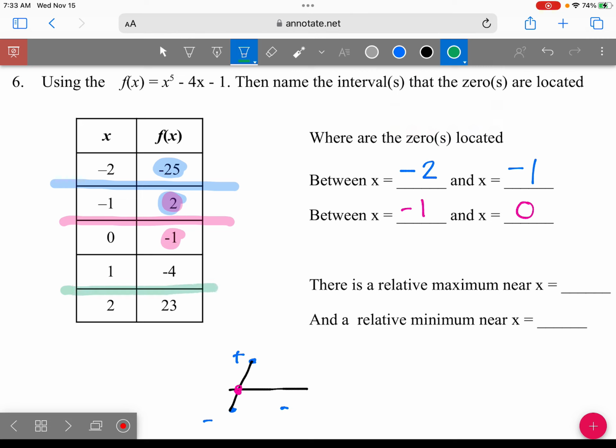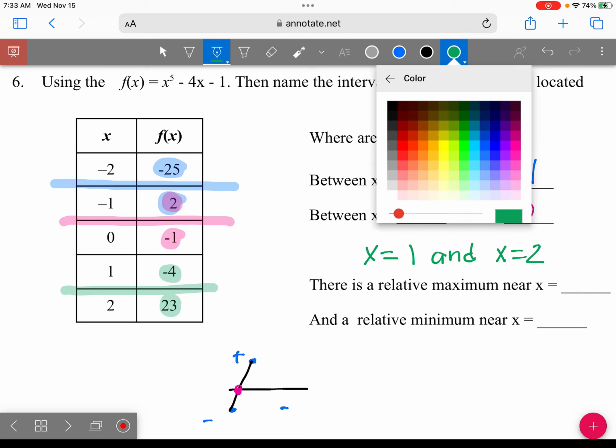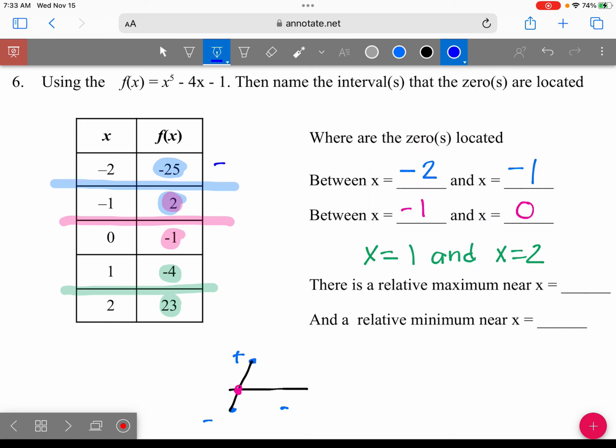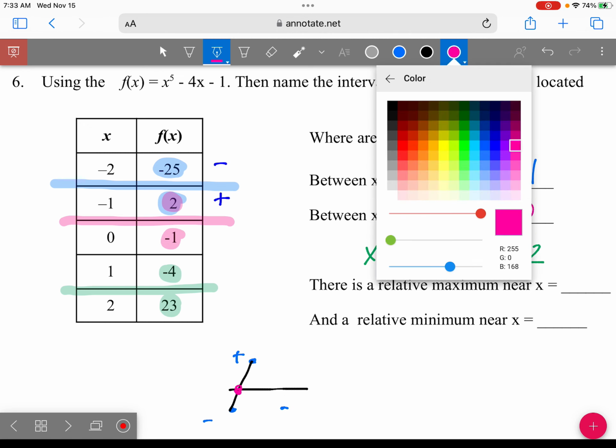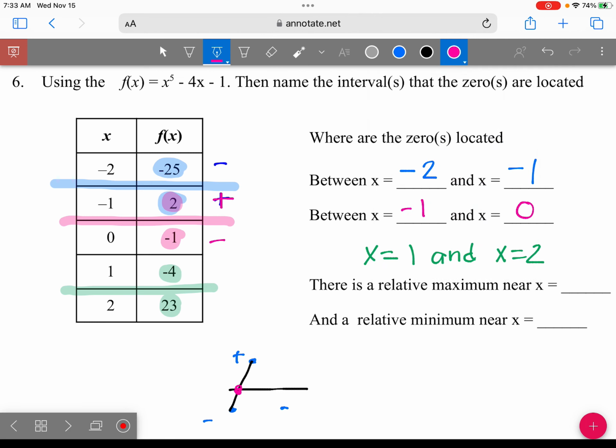Down here when it switches from negative to positive again, we have another zero between x equals 1 and x equals 2. We're looking for where that sign is changing. It went from negative to positive, then from positive to negative, then from negative to positive again. So we're looking for those sign changes for those zeros.